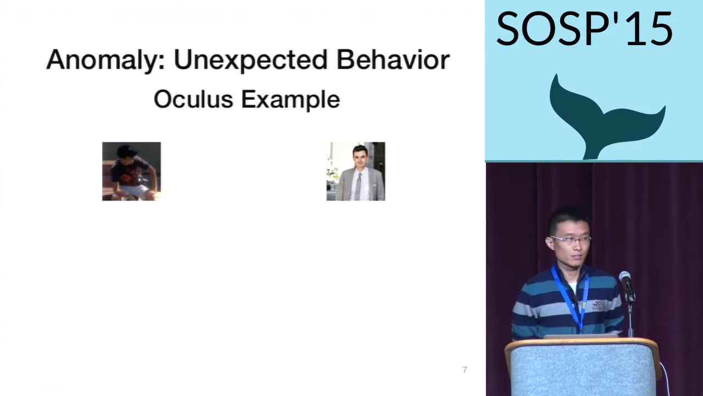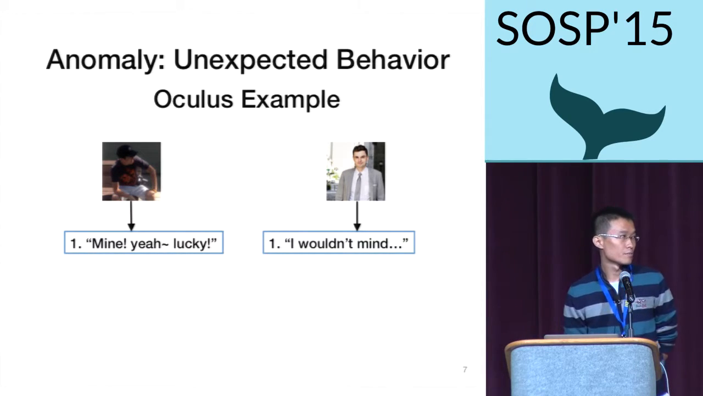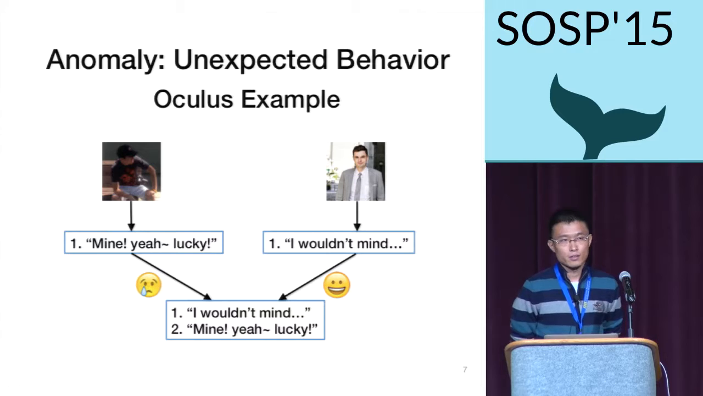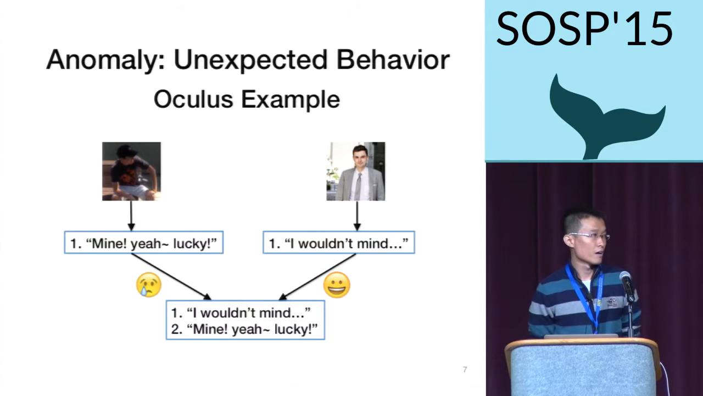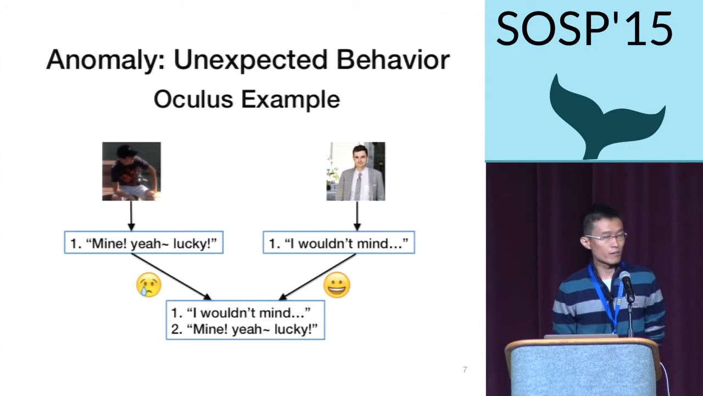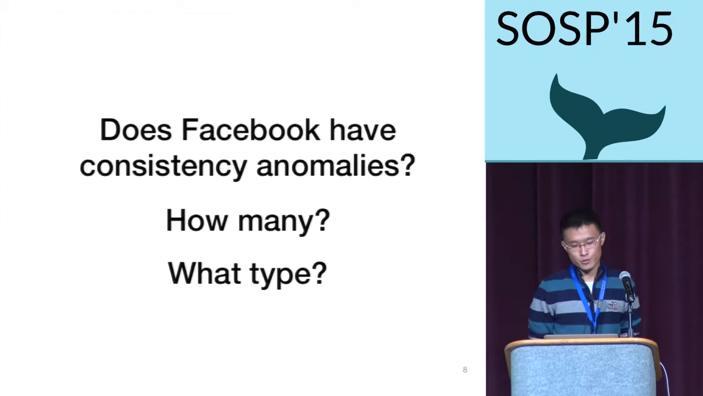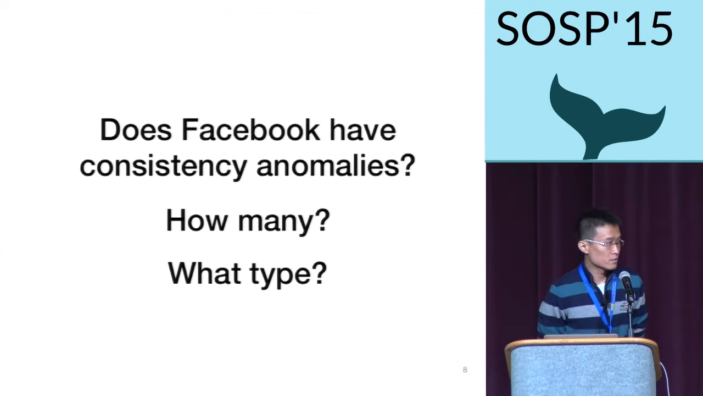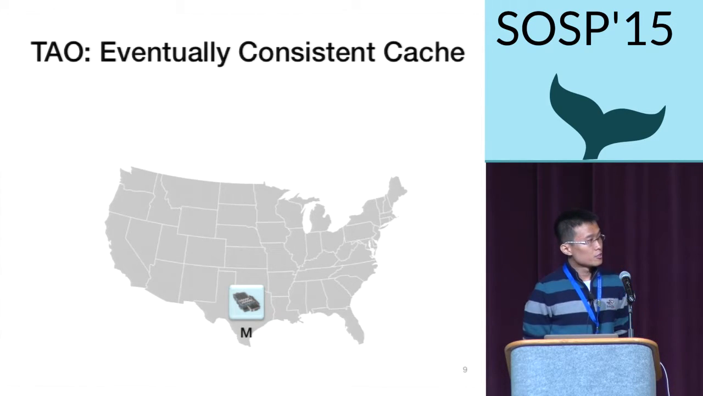The second example is the Oculus example I just showed. Both of us think our own comment is ordered first, but actually my comment is ordered after his comment. So please remember these two examples. I will call them the post example and the Oculus example, because in my later slides, I will show what may cause these anomalies and how our analysis identifies them. So the big question we want to answer is, does Facebook have consistency anomalies? If so, how many anomalies and what type? To answer these questions, we did some analysis on top of Facebook's TAO system.